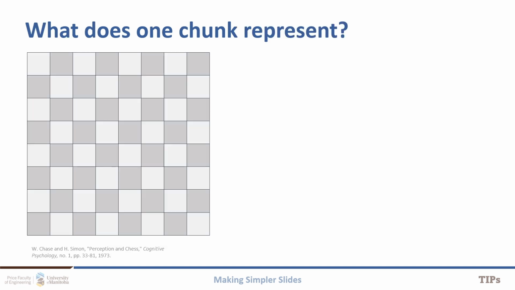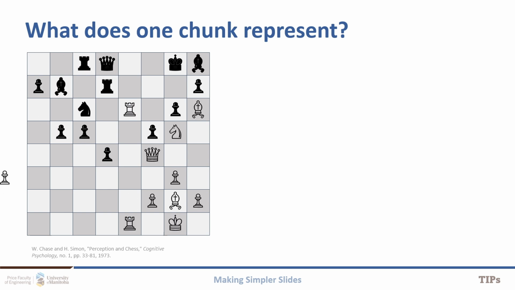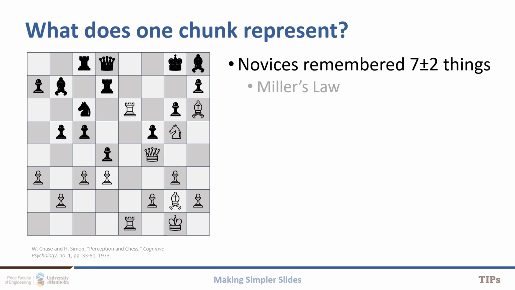This was studied experimentally by Chase and Simon. They conducted an experiment using a chessboard and chess pieces. They filled the chessboard, again like my list with too many pieces to remember, and asked both novices and experts to try to memorize the board. The novices performed as expected, remembering 7 plus or minus 2 pieces, perhaps a castle, a crown, a weird hat, and some other pieces. Again, this follows Miller's Law.